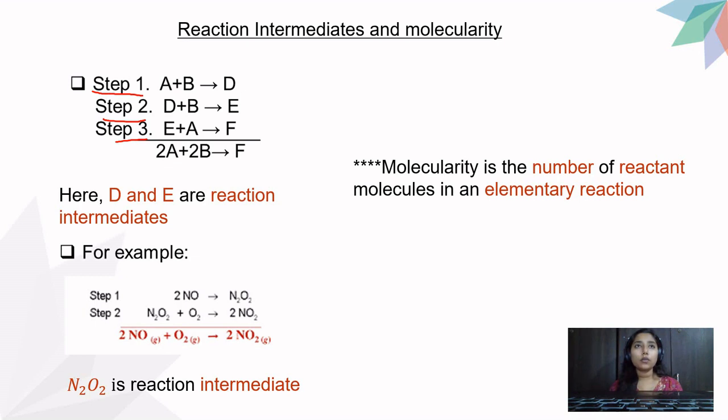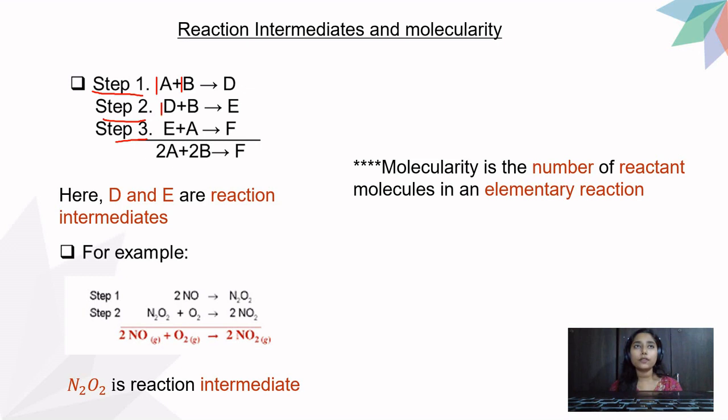And you count the number of reactant molecules. So I see one molecule of A and one molecule of B. The total becomes two molecules. Two reactant molecules in step 1. So the molecularity is 2. So here I repeat that you have to only count the number of reactant molecules and not the product molecules. You just have to count the reactant molecules.